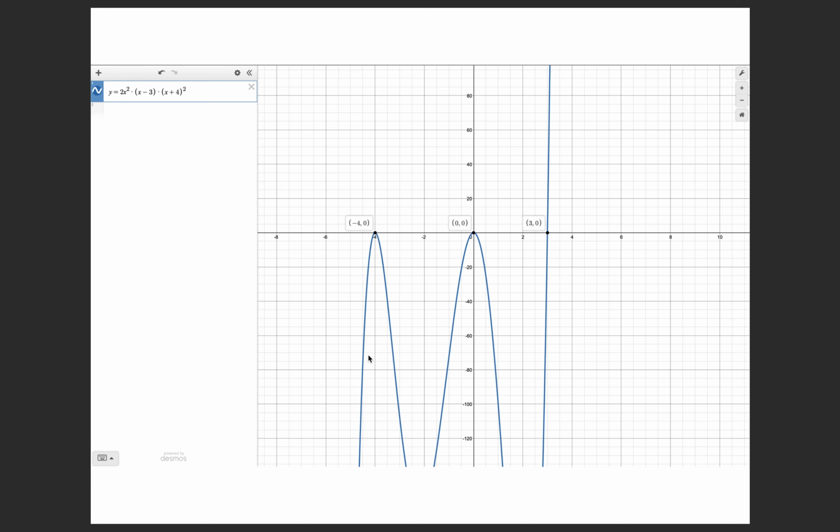And again, just repeating, we have the end behavior. To the far left, you have moving down or falling, and to the far right, we have rising or moving upward.